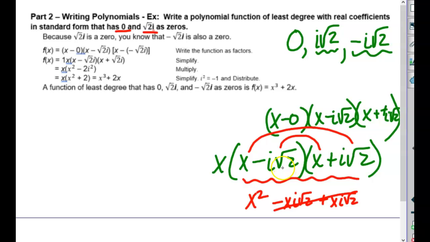All right, so then we just have the last term times the last term. A negative i square root of 2 times a positive i square root of 2 would be a negative i squared. And what do we get when we multiply square root of 2 by square root of 2? 2. So we ended up with an x squared minus i squared times 2.